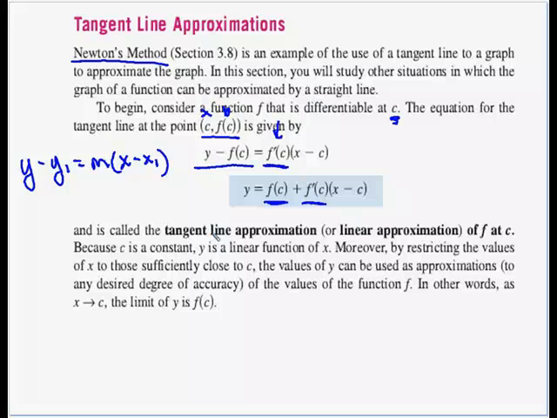And this is called the tangent line approximation, or linear approximation of f at point c. Because c is constant, y is a linear function of x. Moreover, by restricting the values of x to those sufficiently close to the point c, the values of y can be used as approximation, and we can get any desired degree of accuracy that we want of the values of the function f. In other words, as x approaches c, the limit of y is f of c.